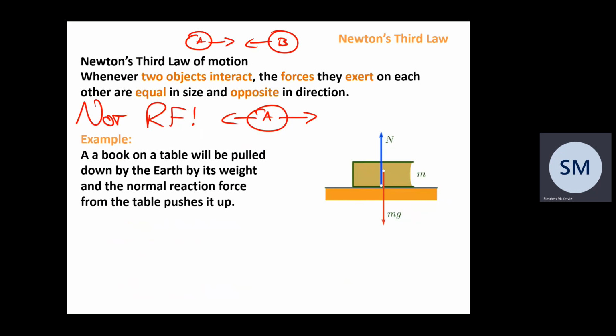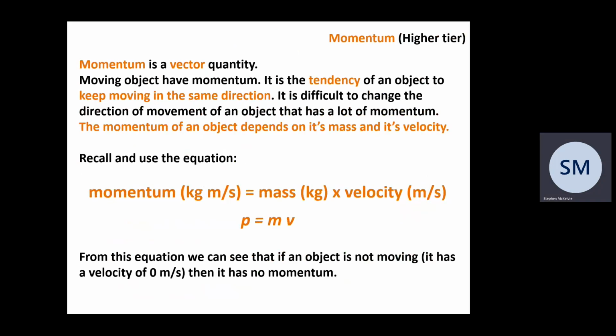Momentum is a vector quantity. Moving objects have momentum. It's the tendency of an object to keep moving in the same direction. It's difficult to change the direction of movement of an object that has a lot of momentum. The momentum of an object depends on its mass and its velocity.